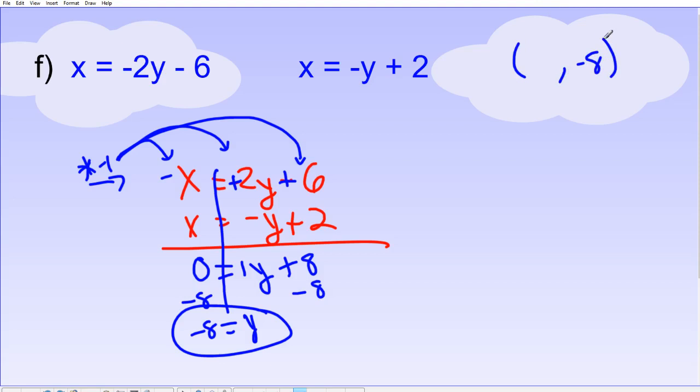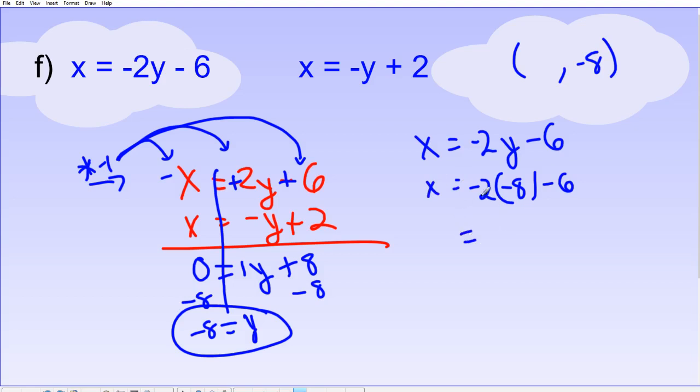So we have our y value is -8. We've got to find our x value. So I'm going to take that -8 and plug it into one of my equations. I'm going to plug it into this first one here because I like him. He looks pretty to me. So I'm writing it down first. Plug in -8 for y. Multiply. That's 16. X is equal to 16 minus 6. X is equal to 10. 16 minus 6 is 10.